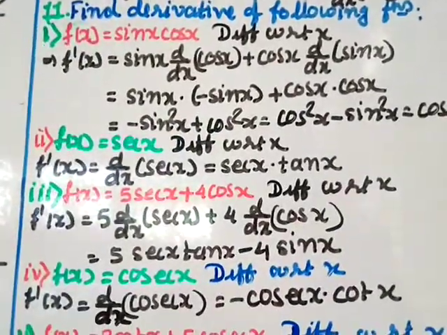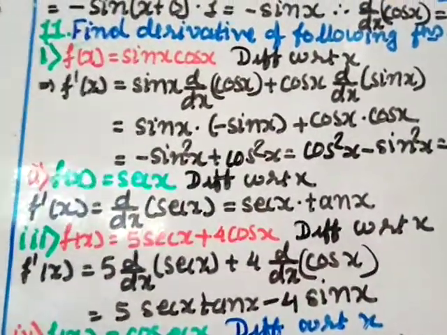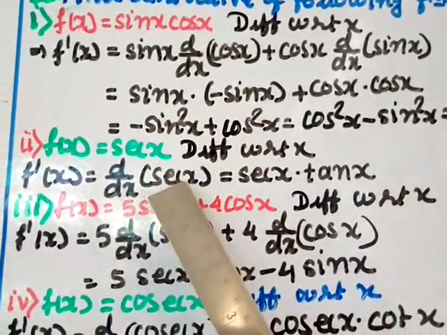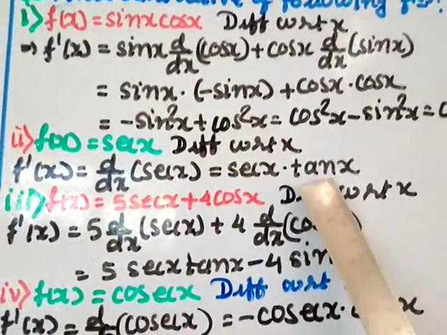Roman number 2, f(x) is equal to sec x. Differentiate with respect to x. So f dash x equal to d by dx of sec x. Derivative of sec is sec x into tan x.